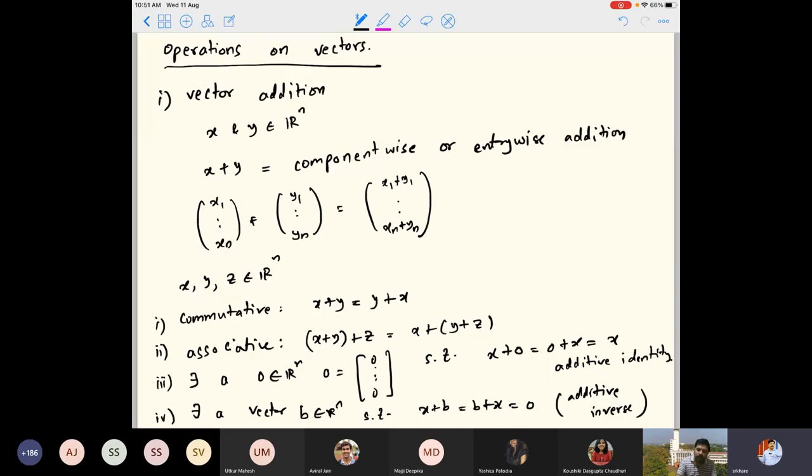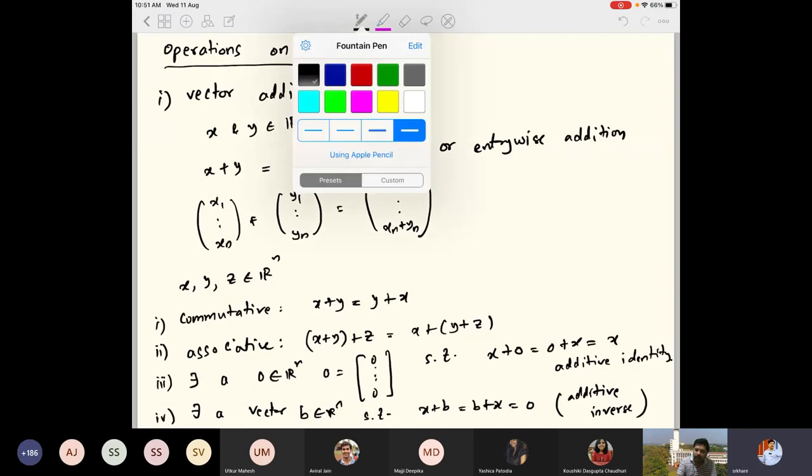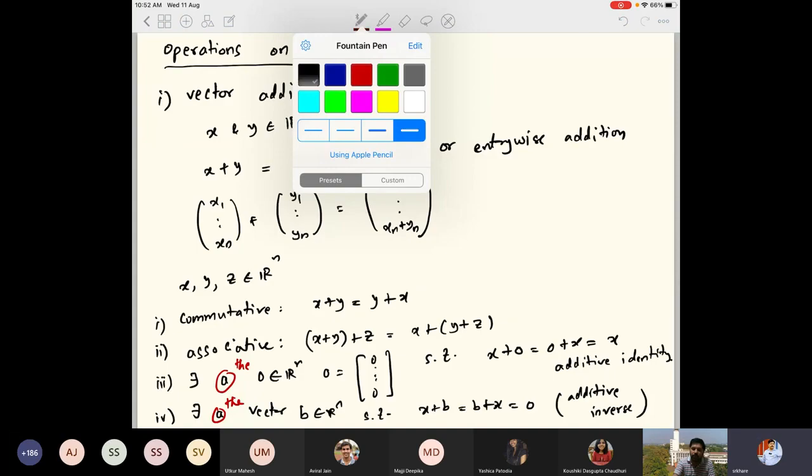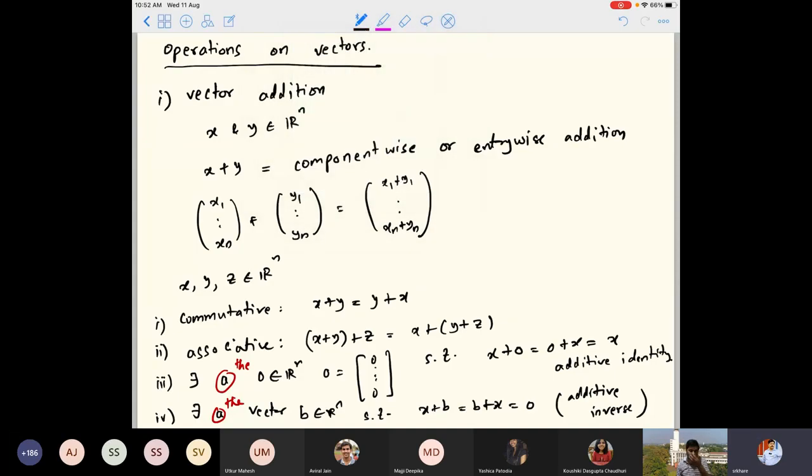So right now I have used the article "a" here, like there exists an additive identity, there exists an additive inverse, but in reality you can actually prove that there is a unique additive identity and a unique additive inverse. So in standard linear algebra courses, people will prove that the additive identity is unique, prove that the additive inverse is unique, and so on. So this is about vector addition.